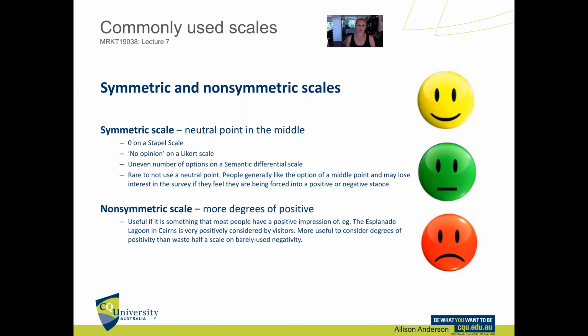Symmetric and non-symmetric scales. Most Likert scales are symmetrical, and that's really quite useful, so there's an equal number of good points and an equal number of bad points. A non-symmetric scale often has more degrees of positive, or could have more degrees of negative, depending on what you're measuring. I've used the example here of the Esplanade Lagoon in Cairns. We don't want to waste 3 points on our scale for people to say they don't like it, because I reckon about 3 people out of every 100 would say that. So we might want a longer scale on the positive side.